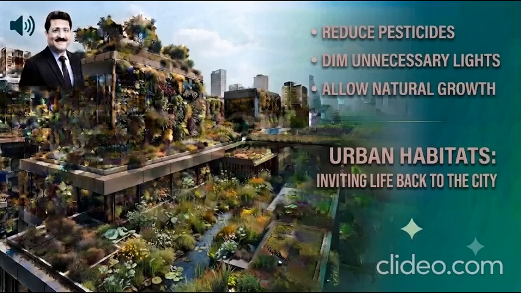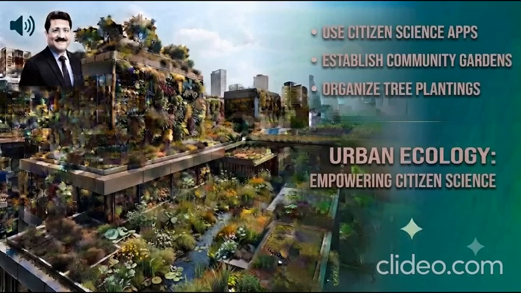Restoration also means changing our habits. Excessive pesticide use, bright night lighting, and constant mowing simplify ecosystems. By reducing chemicals, dimming unnecessary lights, and allowing some grassy areas to grow naturally, we invite life back into our neighborhoods. What may appear untidy at first can soon become a vibrant refuge, buzzing with bees and alive with bird song.